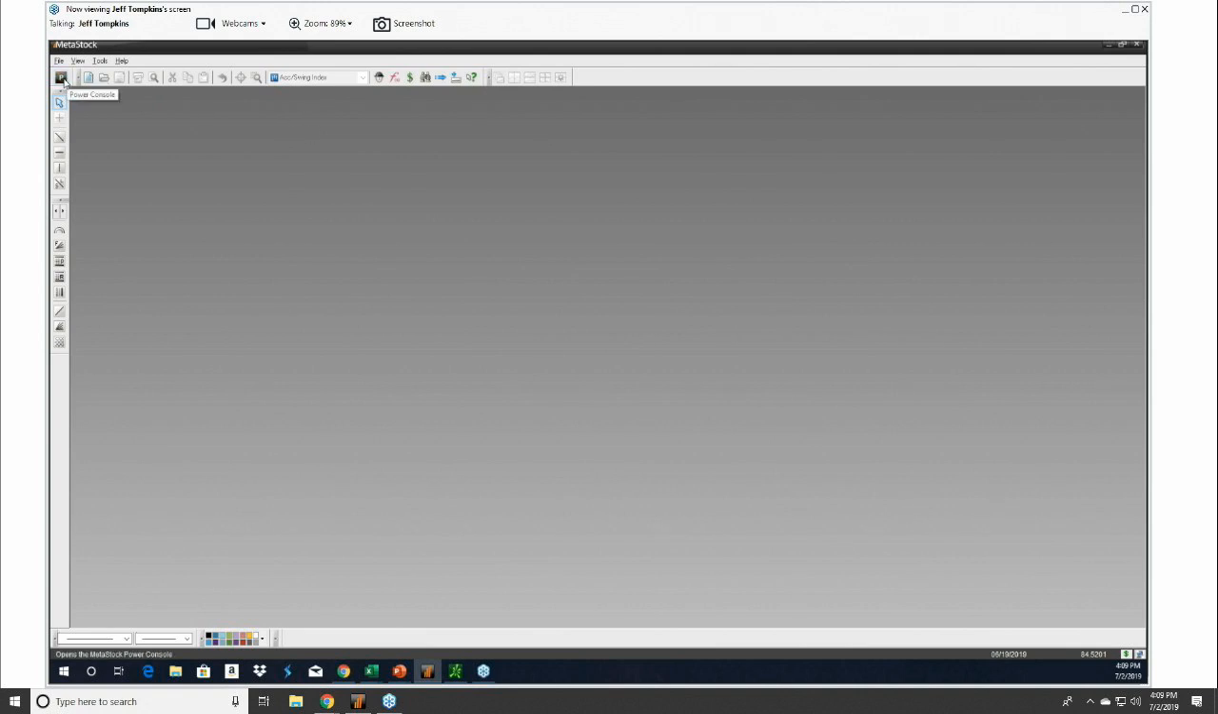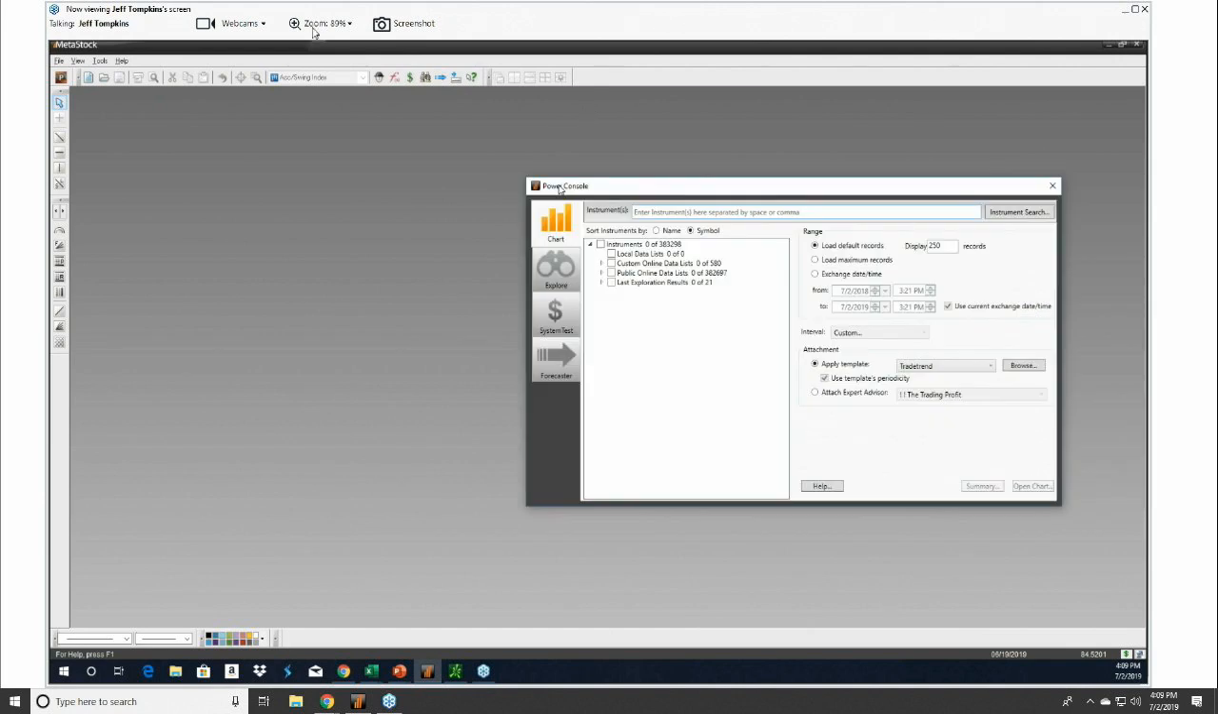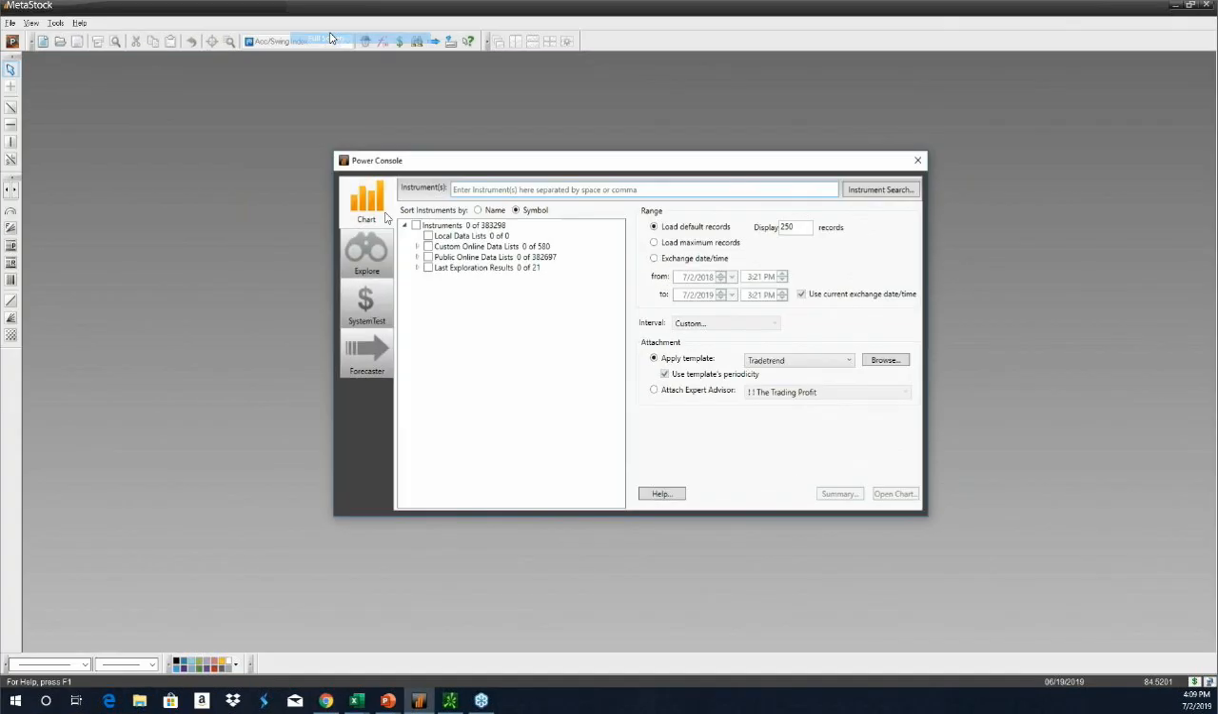And really everything we're going to be doing is operated out of the Power Console up in the upper left. So I'm going to go ahead and click on that, and that will bring up the console that gives us the option to chart, explore, and do system back tests.